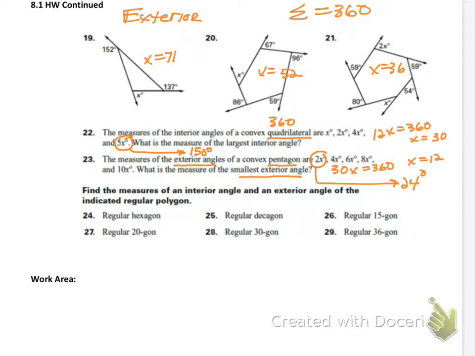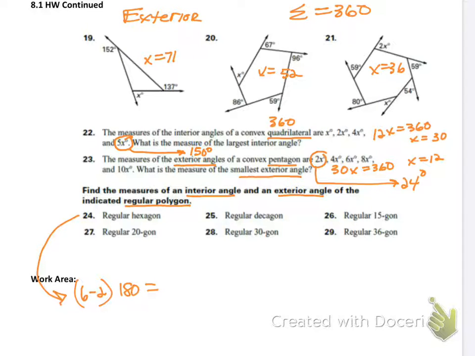Okay, so then the last 6 problems say find the measure of the interior angle and an exterior angle of the indicated regular polygon. Okay, regular means they have all equal sides. So I'm going to work out one down here for you. It's a regular hexagon. Hexagon is 6. So if it has 6 sides, then I'm going to say 6 minus 2 times 180 to get the total number of degrees. So let's do that together.